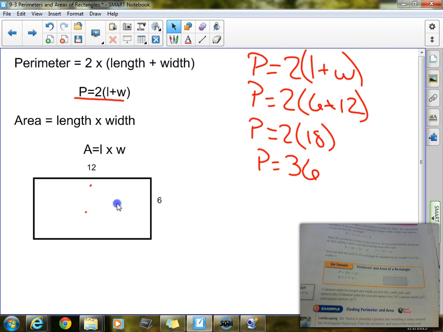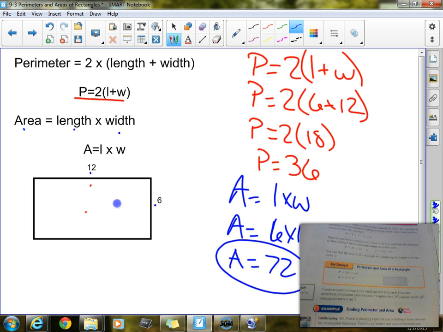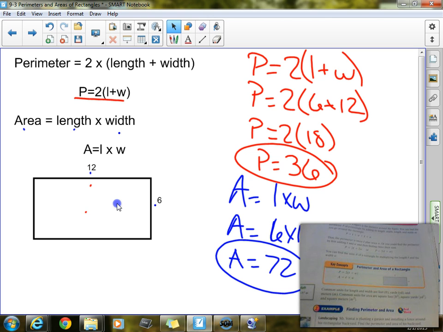Now with the area, we see area is going to be length times width. I'm going to take my length and I'm going to multiply it by my width. So once again, set up my formula. L times W, so area equals 6 times 12, so area equals 72. So in this case, my area is going to be 72, and my perimeter is going to be 36. So that is the very basic, so that's the perimeter and area of a rectangle.